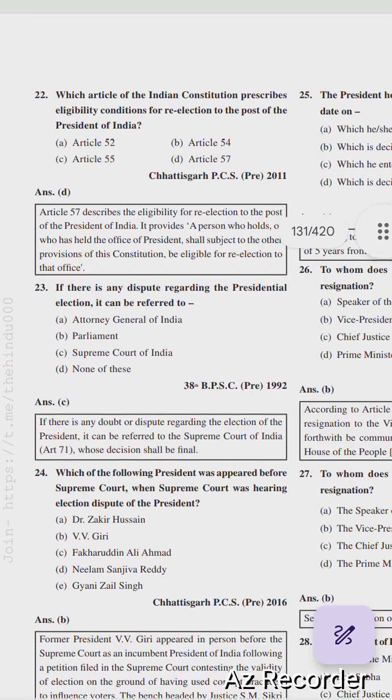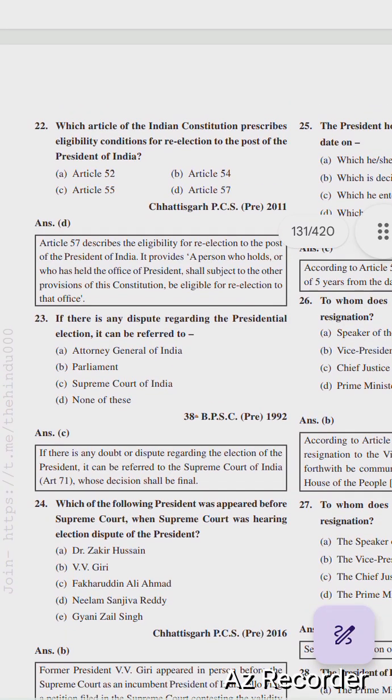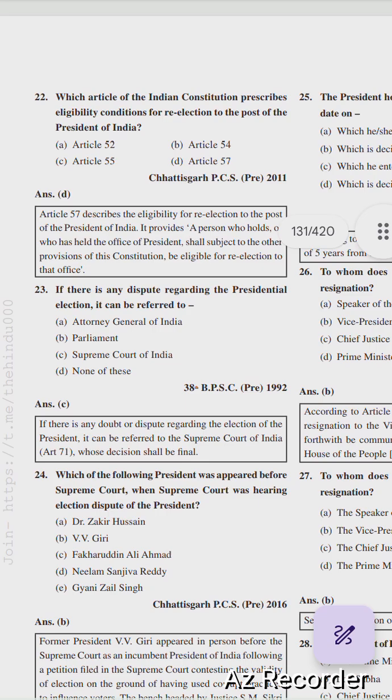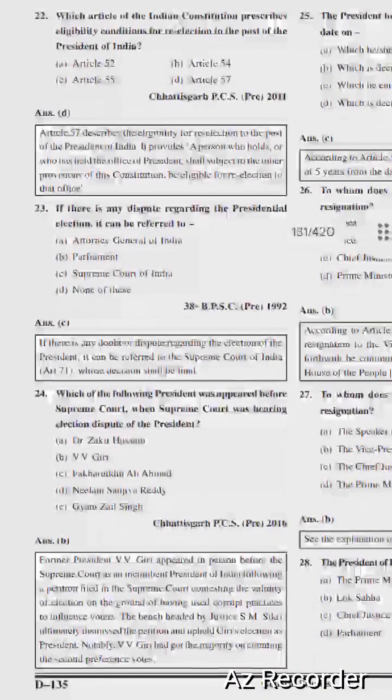It provides that a person who holds or who has held the office of President shall, subject to the other provisions of this Constitution, be eligible for re-election to that office. So next question is, if there is any dispute regarding the presidential elections, it can be referred to Attorney General of India, Parliament, Supreme Court of India, none of the above. Right option is option number C, Supreme Court of India.